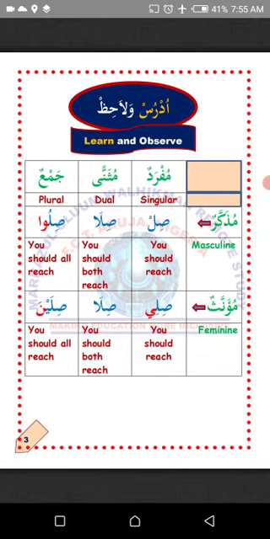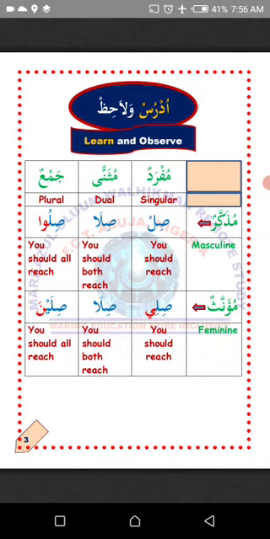So the verb shrill will now become shrilu, which means you should all reach, commanding a group of male persons. So you may ask me, the alifun written there after the waw, what is it doing there? So the alifun is only telling us that the wawun written before me is not part of the verb. Rather, it is an extra letter.